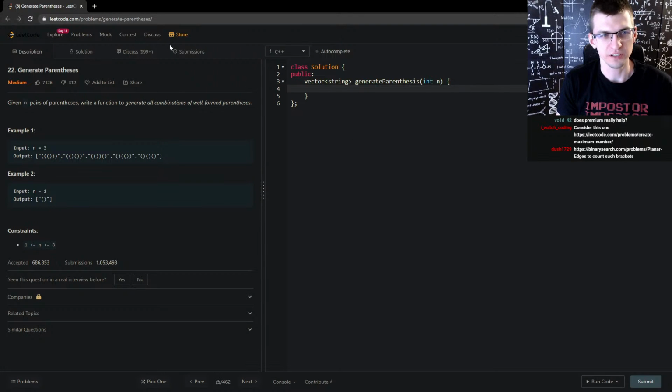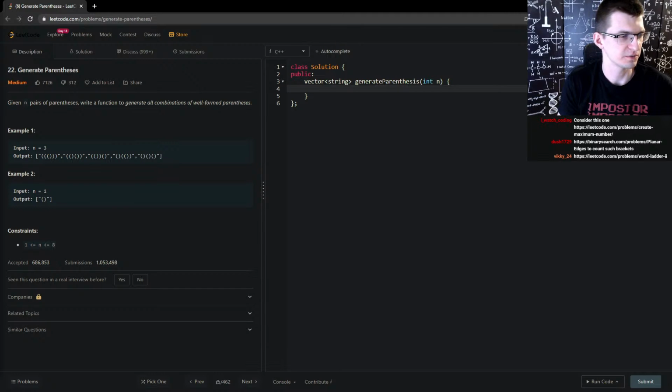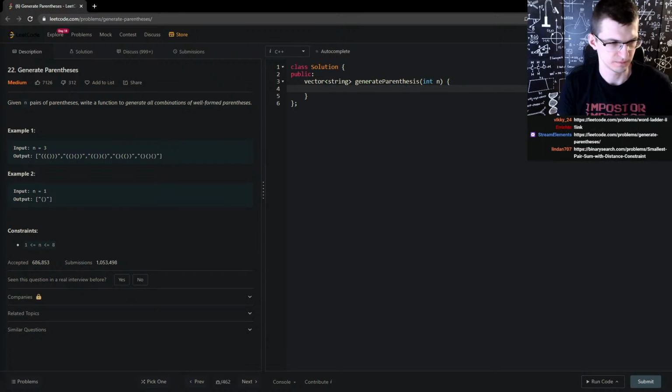All right, yeah, we are solving this. Oh, it's a 22nd problem. One of the first few in the whole of Leetcode. Write a function to generate all combinations of well-formed parentheses. I think it's very easy here to mess this up and to double count some parentheses.